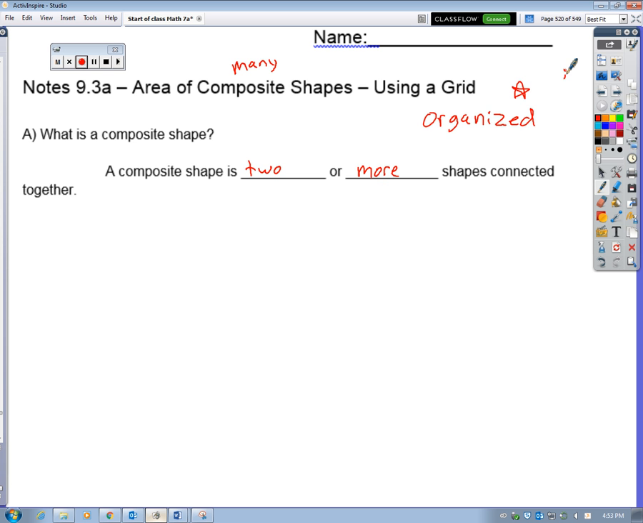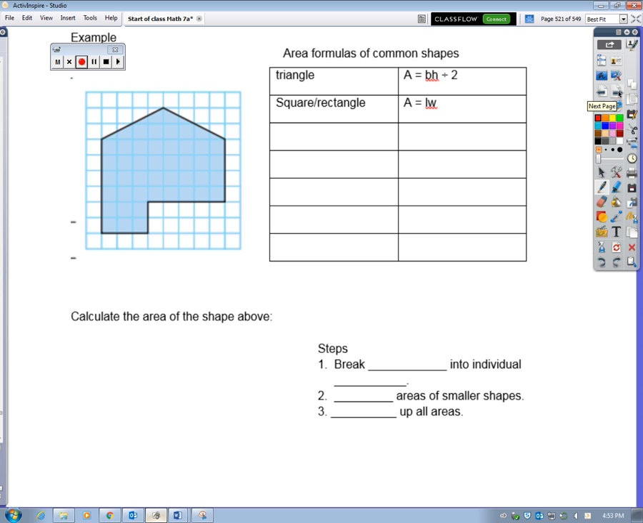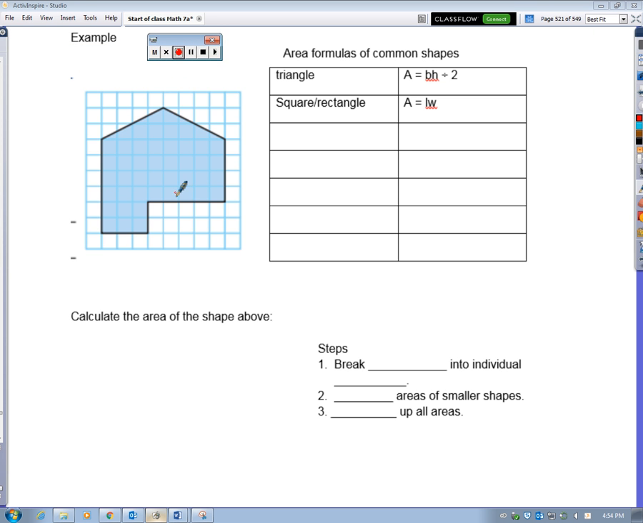Let's take a look at what we have going on and calculate the area of some of these composite shapes. Here is our first example. We have this composite shape here, and as you're looking at it, you're probably already seeing that there's a triangle there and a couple of rectangles. You can see the individual shapes that make up this shape together.